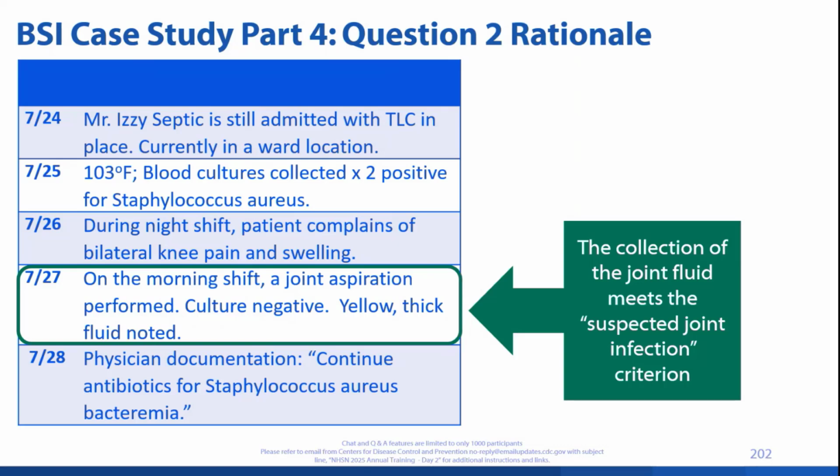So on 7/27, we have documentation of a joint aspiration. Remember, the culture was negative, and then there was documentation of yellow thick fluid. So the collection of the joint fluid in this case would meet the suspicion.